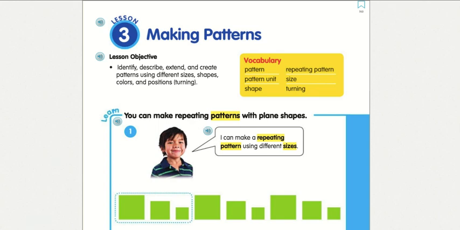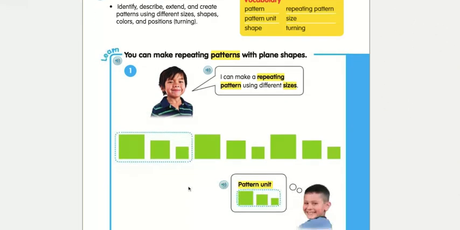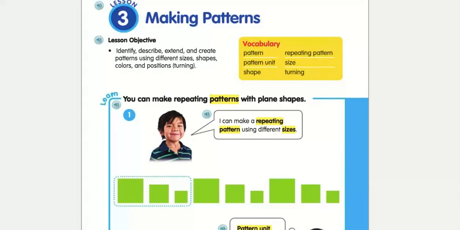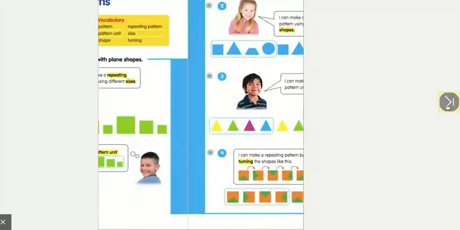You can make repeating patterns with plain shapes. So let's take a look at this pattern. It's squares. What do you notice about the pattern? This little guy is noticing that there's a kind of a three that go together to make a unit. A small, medium, and large square descending in size. So large, medium, small. Large, medium, small. That's the repeating pattern. You probably noticed that too.